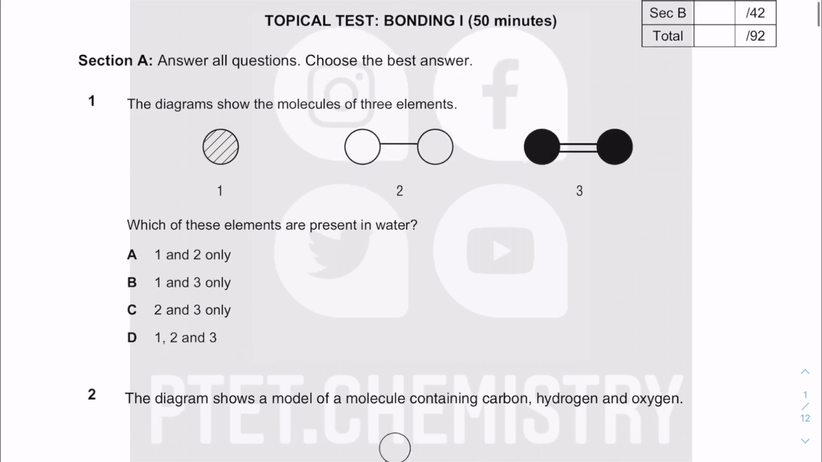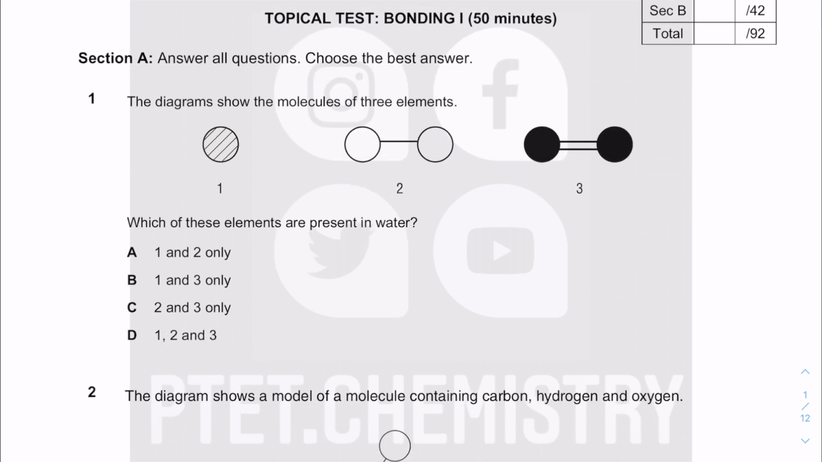Okay, so in this first question, we have the diagram showing you the molecules of 3 elements. So there are 3 elements because elements consist of only one type of atoms, and this is a single atom. So this usually refers to the noble gases. The noble gases exist as monoatomic gases. Mono refers to one, atomic because they exist as single atom. So if it exists as single atom, there's only one type of atoms, therefore it's an element.